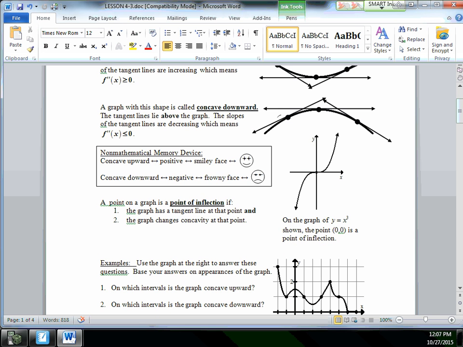When the second derivative is positive, you're smiling. So that means you're concave up. When your second derivative is negative, that means you're frowning, so you're concave down.